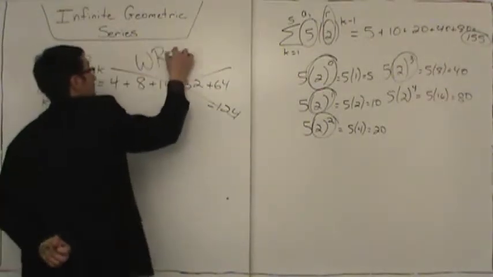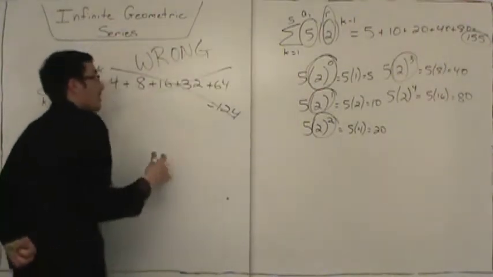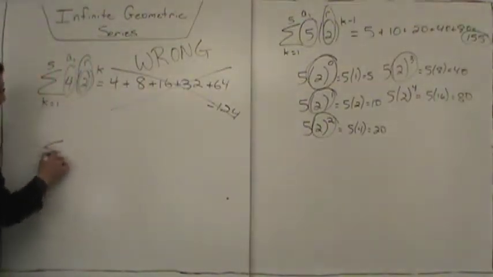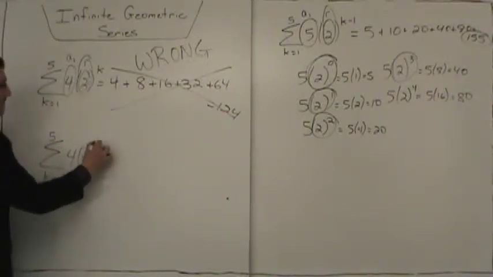Wrong. This is completely wrong. Why is it wrong? Well, let me show you. Let's see what happens here. I'm going to rewrite the problem. Sigma k equals 1 to 5 of 4 times 2 to the k power.